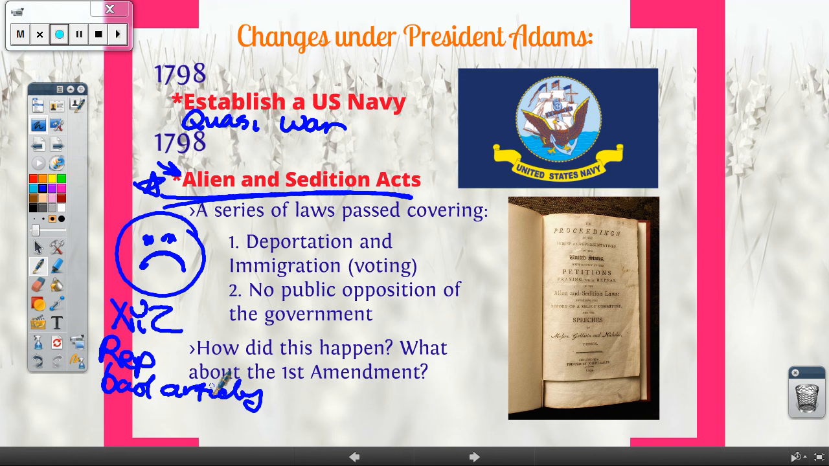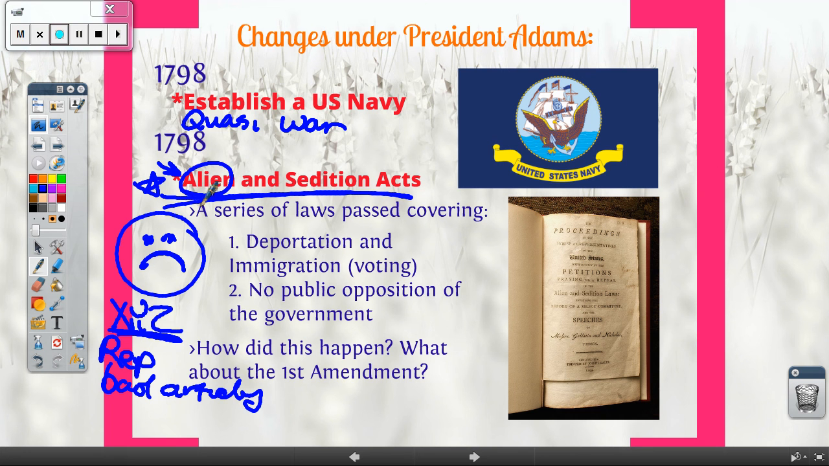Okay? Alright. Here's what happened. These Republicans are saying bad stuff about John Adams. He doesn't like it. John Adams also doesn't like that foreigners came over here and essentially bullied us around. So he has a real issue with foreigners after this. So here's what he does.